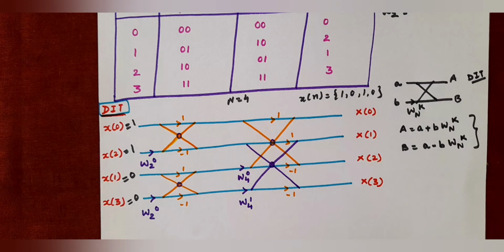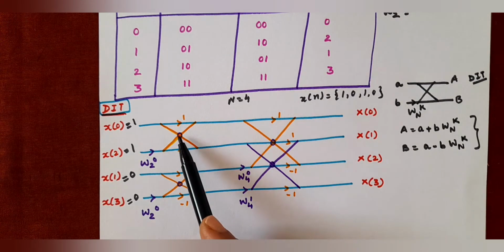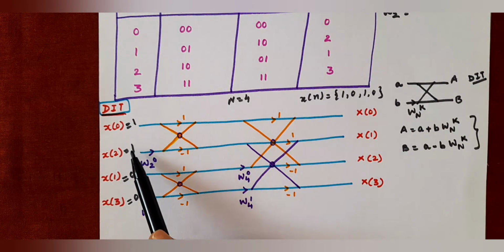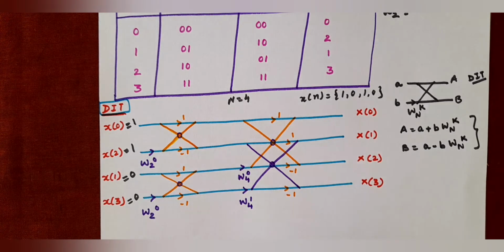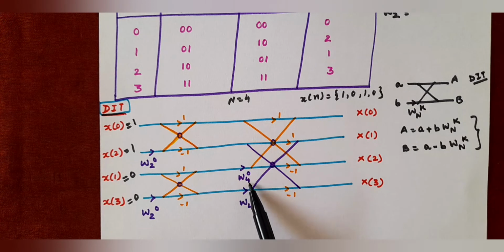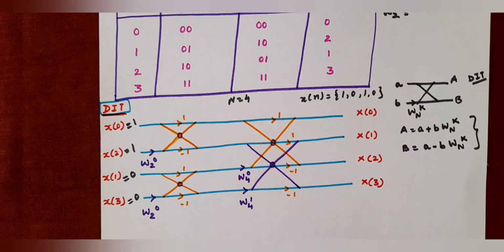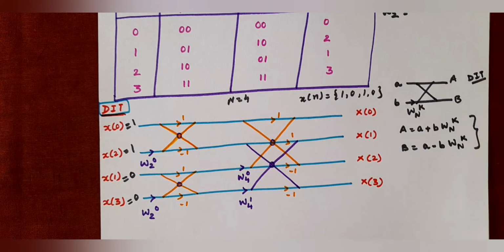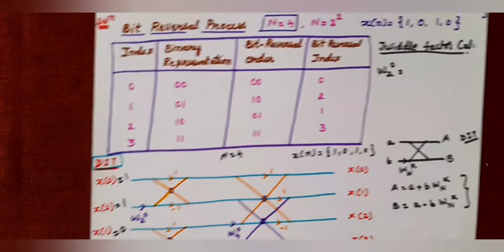Now let us start the solution, how to use it. For this butterfly, the input values are 1 and 1. Before starting this, you have to compute the twiddle factor values. Here we have 3 twiddle factors: W2 to the power 0, W4 to the power of 0, and W4 to the power of 1. So first let us calculate these twiddle factors.